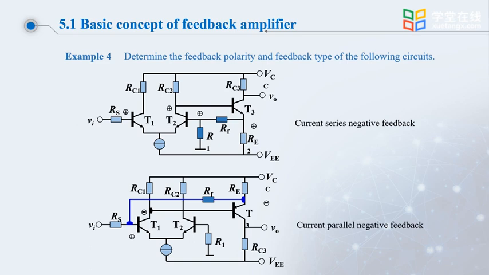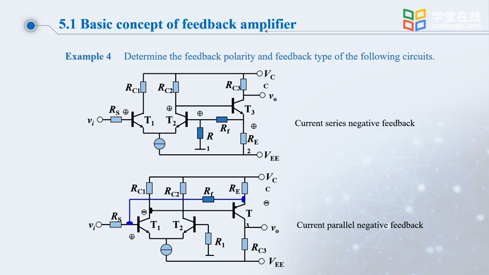So the feedback component that feeds back, the potential at this point on the left is also transient positive. So what is the net input signal? The net input signal is the base potential of T1 tube minus that of T2 tube. There's now an instantaneous rise in the base potential of T2 tube. So the net input signal of the input differential amplifier has a downward trend. So this is negative feedback. It's a common series negative feedback.